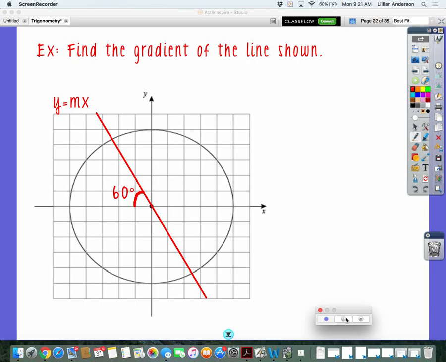All right, so we're going to take a look at this example. We're going to find the gradient of the line shown. This goes over pretty much the third property when you're looking at triangles inside the unit circle. Again, it said that the m, the gradient, the slope of the line, is what? How do you find it? It's the tangent of theta.